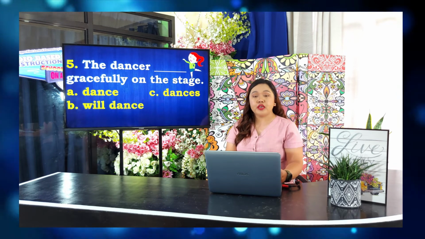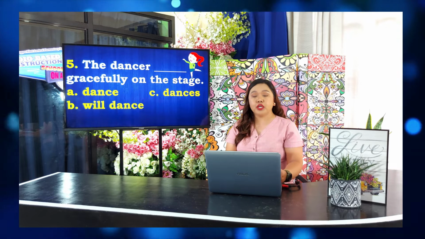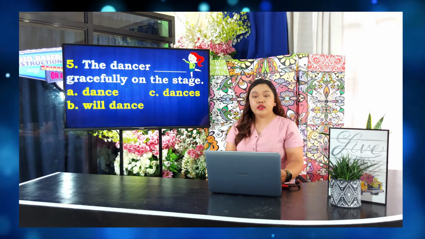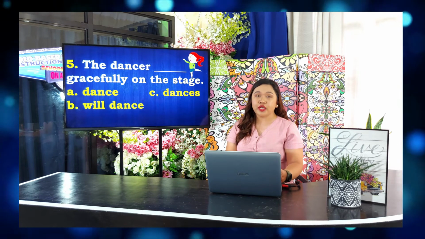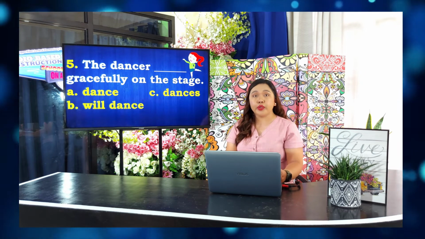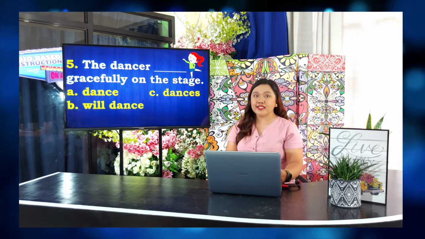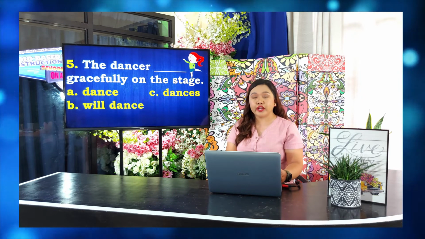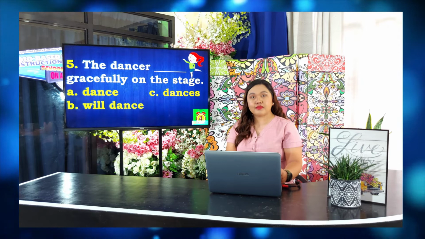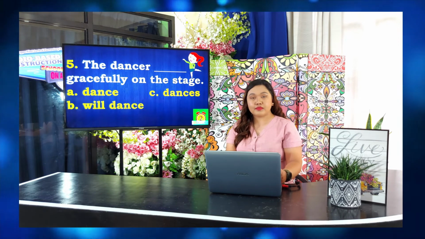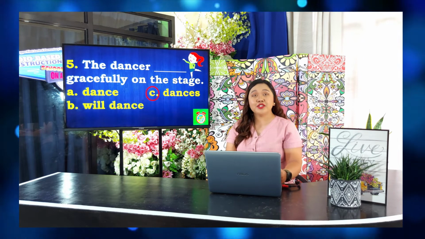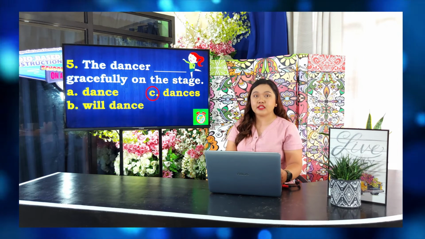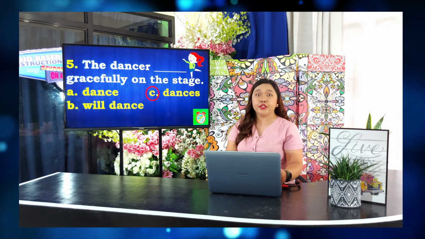Number 5. The dancer blank gracefully on the stage. Letter A, dance. Letter B, will dance. Letter C, dances. What do you think is the correct answer? Awesome! The correct answer is letter C, dances, because the action happened in the present time.